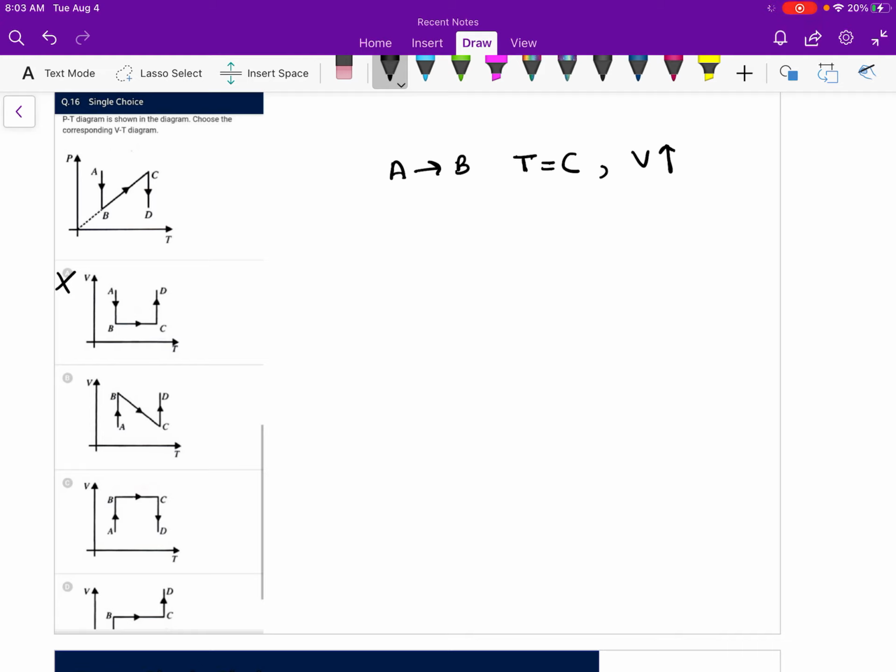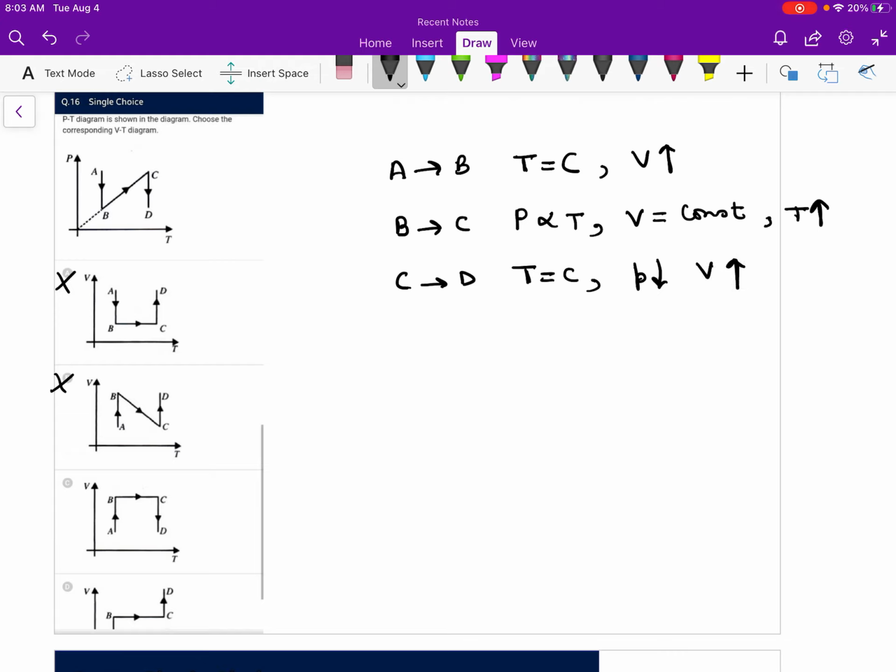Now B to C, pressure is directly proportional to temperature, so volume is constant and temperature is increasing. So volume is constant and temperature is increasing, so reject B. Volume is constant and temperature is constant, so C and D are maybe possible answers. Now from C to D, again temperature is constant, pressure is decreasing, so volume is increasing. So C to D, temperature is constant and volume is increasing, so D is the correct option.